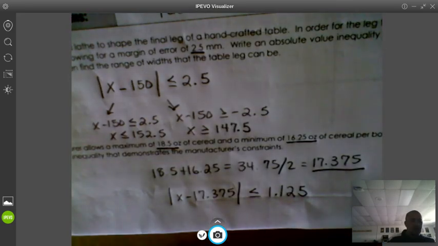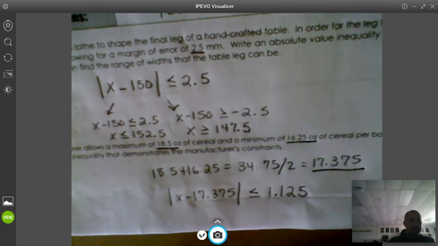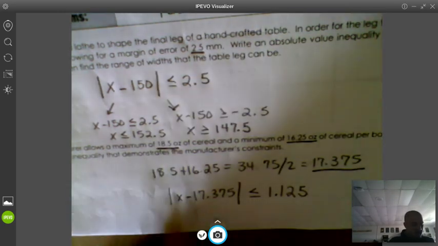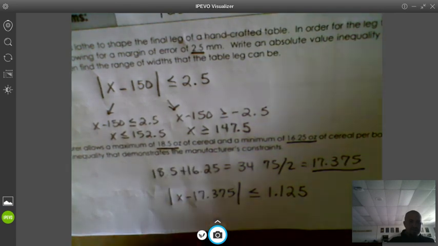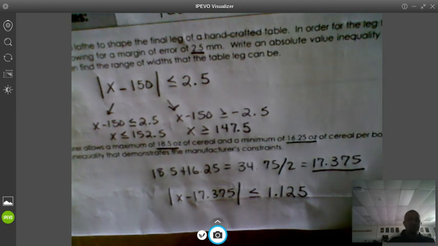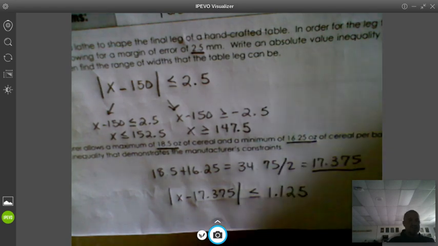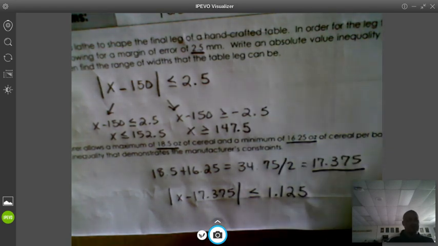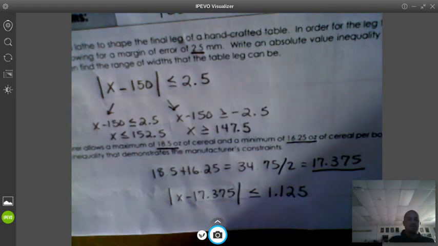And those are our tolerance problems. Still absolute value, you see. And if we solve these out, we would get 18.5 and 16.25. Okay, so those are absolute value inequalities. Don't overthink it. It's just like absolute value equations. It's just that instead of an equal sign, now we have less than and greater than signs.